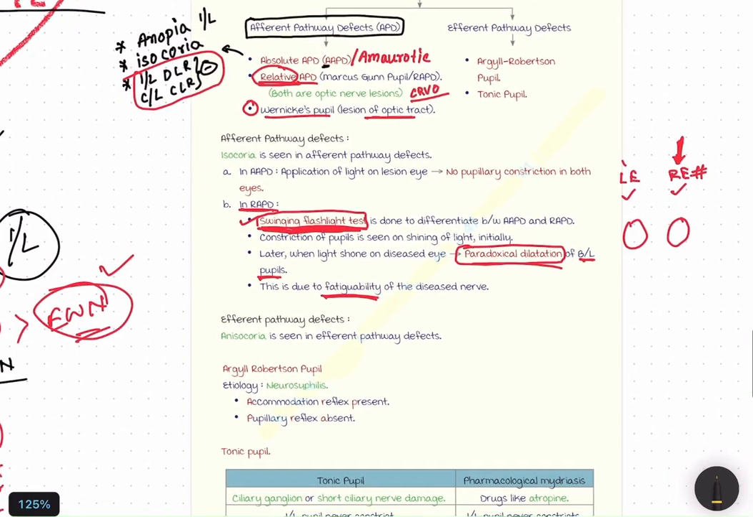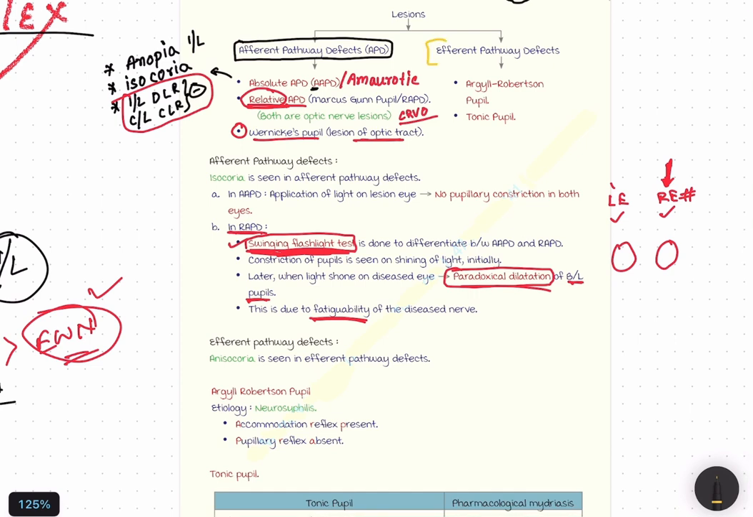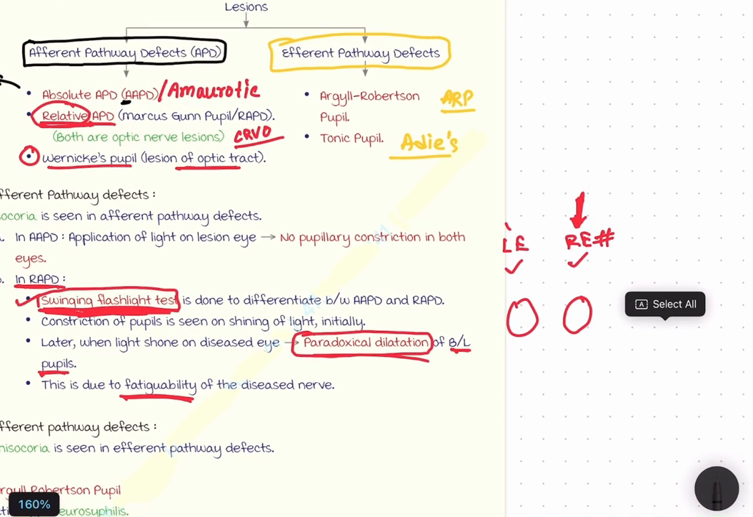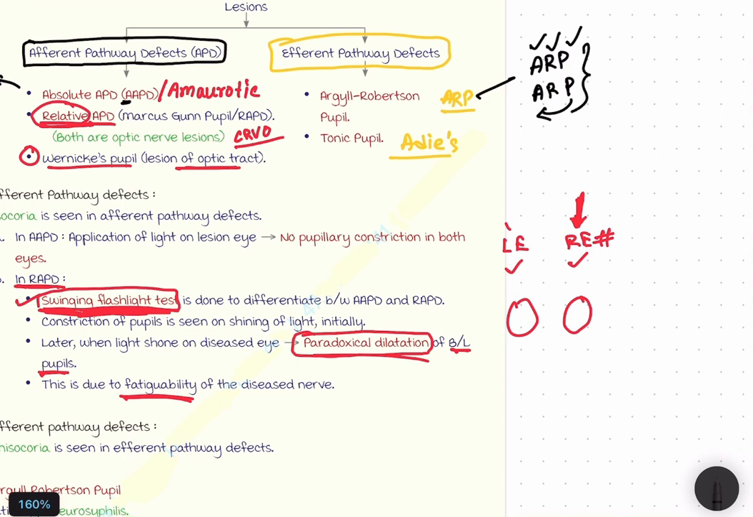Now coming to the efferent pathologies. In efferent pathologies, we have ARP, that is Argyll-Robertson's pupil, and Adie's tonic pupil. Okay, what is Argyll-Robertson's pupil? Please remember that in Argyll-Robertson pupil you have ARP, that is accommodation reflex present, and PRA, that means pupillary light reflex absent. If the reverse is happening, that is what is inverse ARP. Okay, this is Argyll-Robertson's pupil.